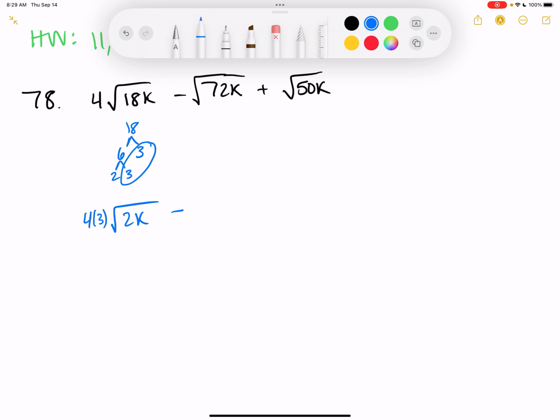I'm going to go ahead and put this minus sign here so I don't forget it. So I'm going to break down 72. 8 and 9. 8 is 2 and 4. 4 is 2 and 2. 9 is 3 and 3. So I can take out a group of the 3's and a group of 2's, and I'll have 1, 2 left inside. So on the outside, I have 2 times 3, and then the square root of 2k.